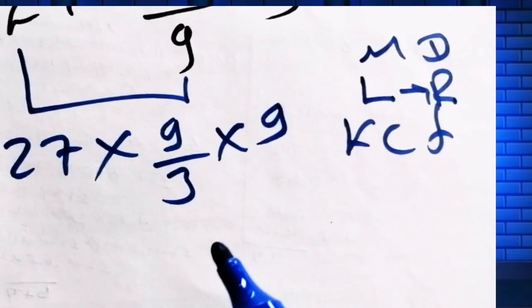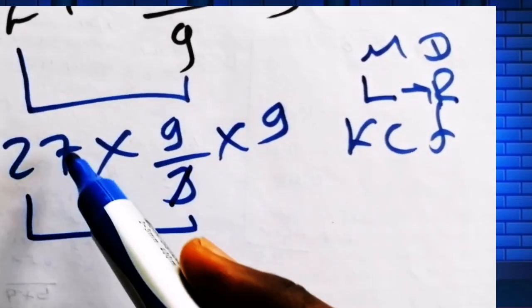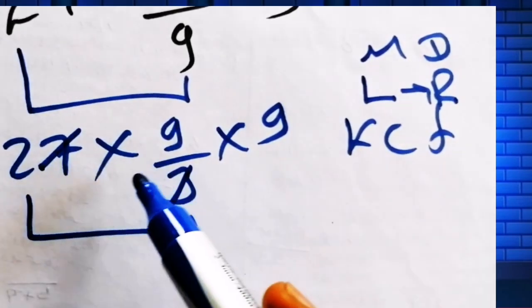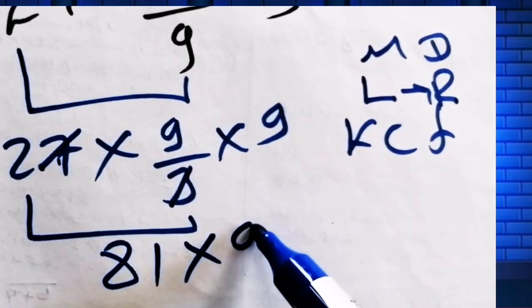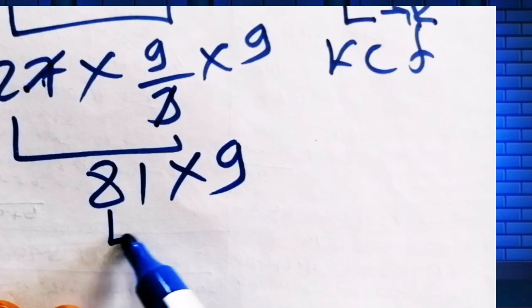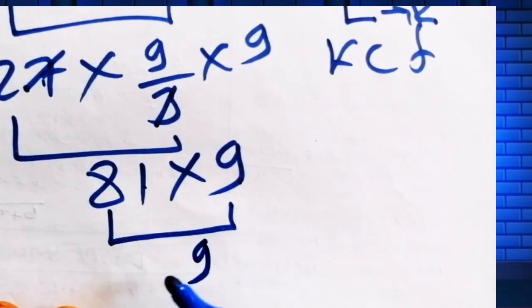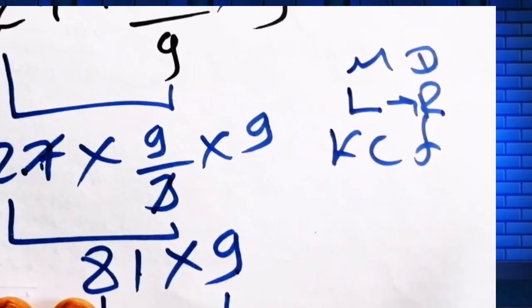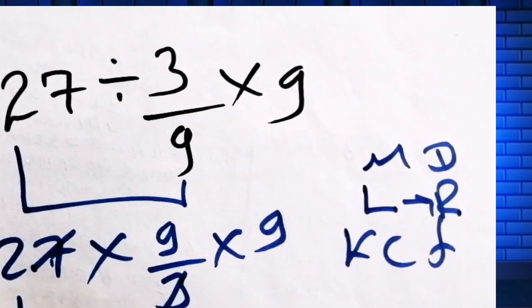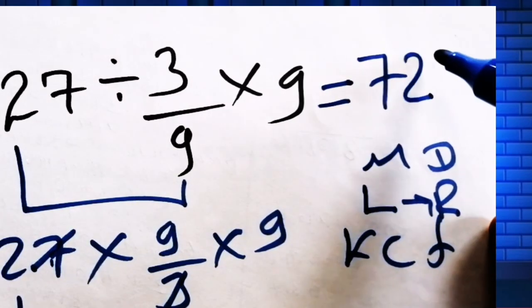So in this case, by 3, 1, by 3, 9. Then 9 times 9, which is 81, times 9, okay. Then 81 times 9 means 9 times 1, which is 9, 9 times 8, which is 72. Then 729 is the final answer of this problem, okay. The correct answer of this problem is 729.